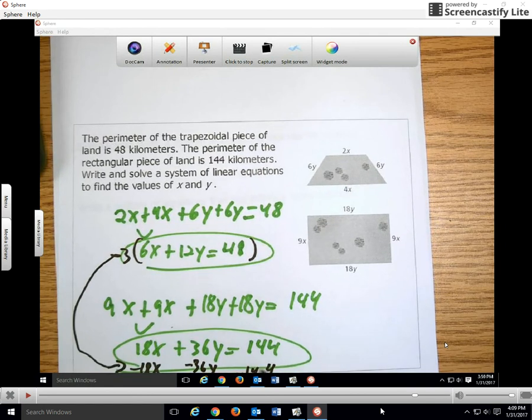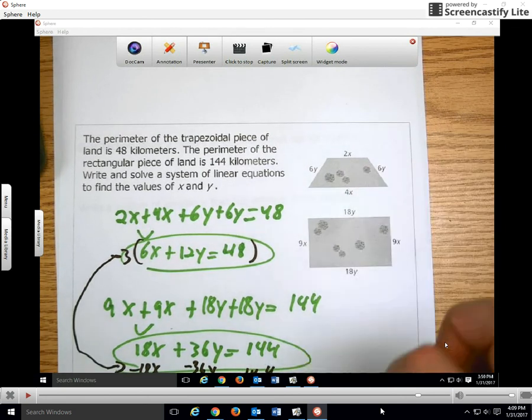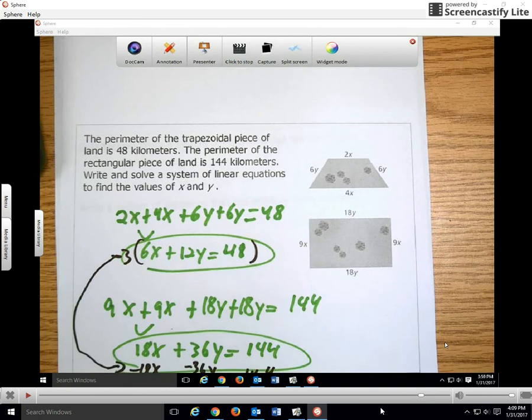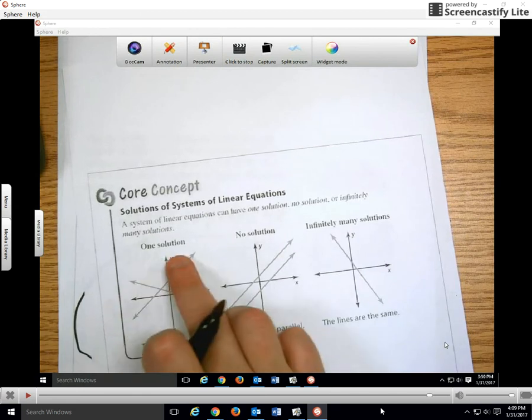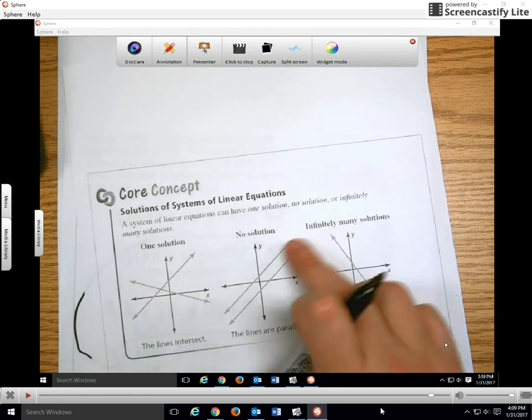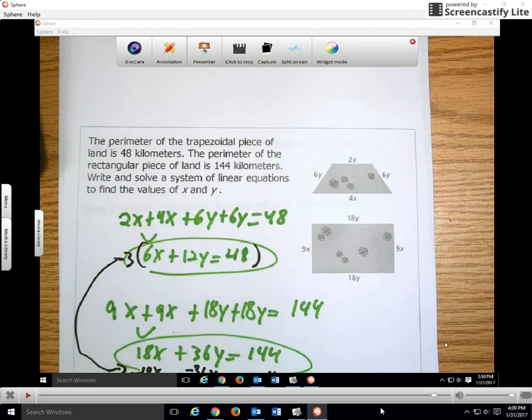So when asking about the perimeter of these two places, even though they may not look the same, these shapes of land, we can see they're the same. They're the same equation. They would be the same line if we were to graph it. So what would be the answer to that out of the three? How would you phrase it? Would you say there's one solution, they intersect, no solution, or there's an infinite amount of solutions because they're the same? What would you say there?